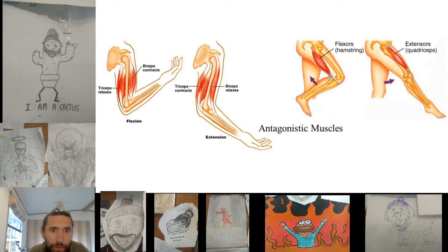Here are some other examples. Well, bicep, tricep, and in our legs, this one is the hamstring. When you're bending your knee, it's going to pull the leg up as it contracts, and when it relaxes and your quads or quadriceps contract, it is going to straighten the leg again.